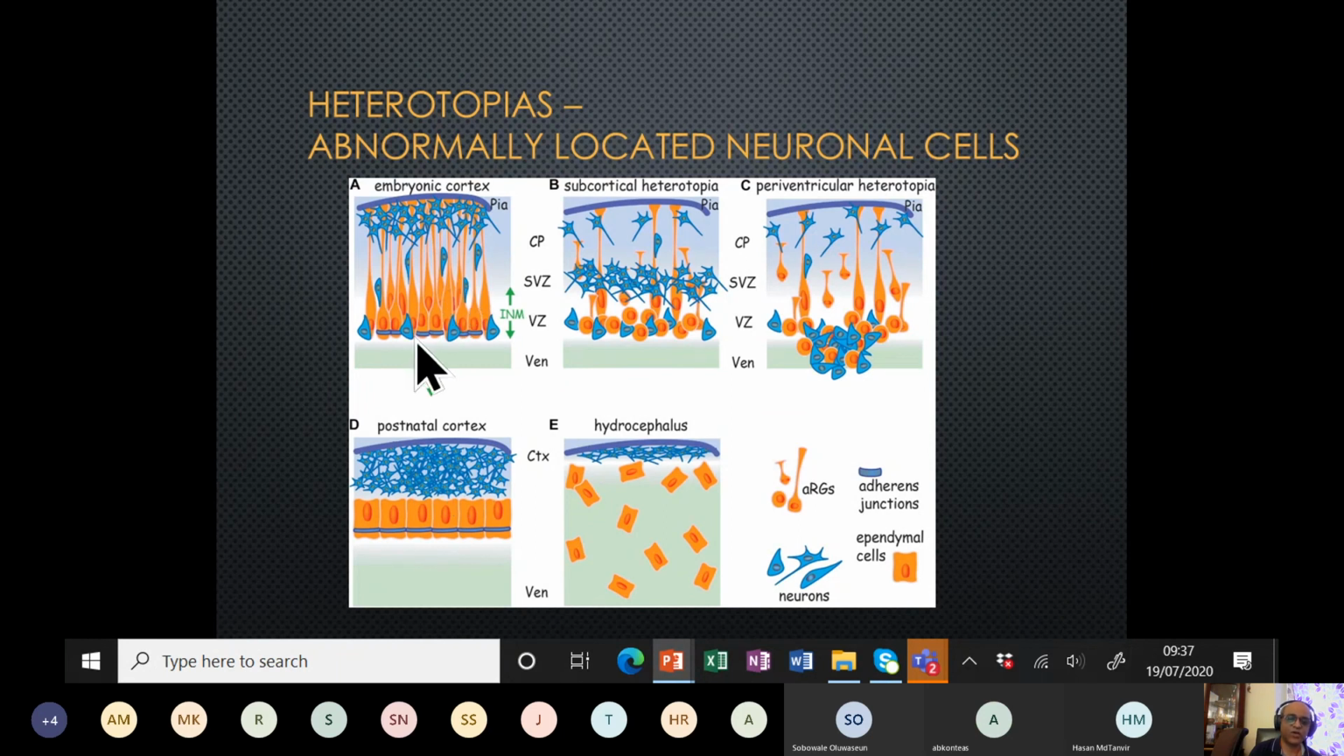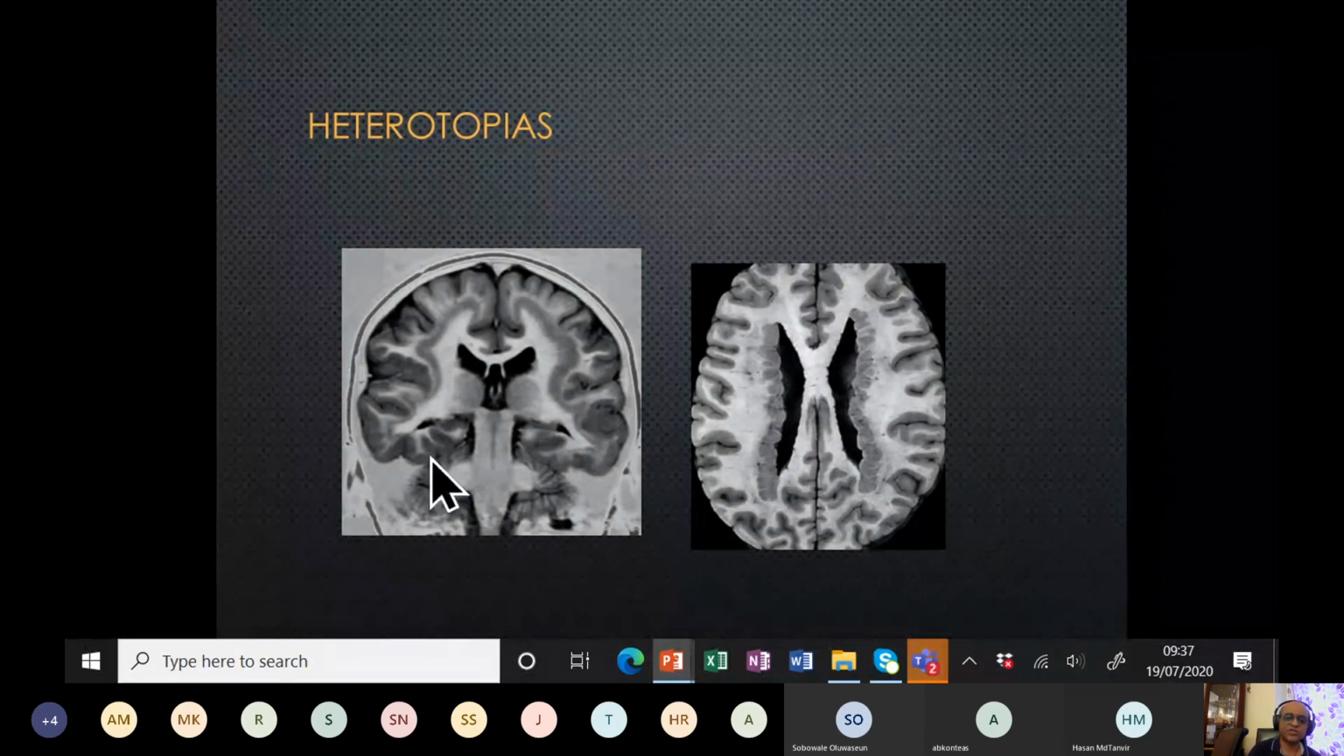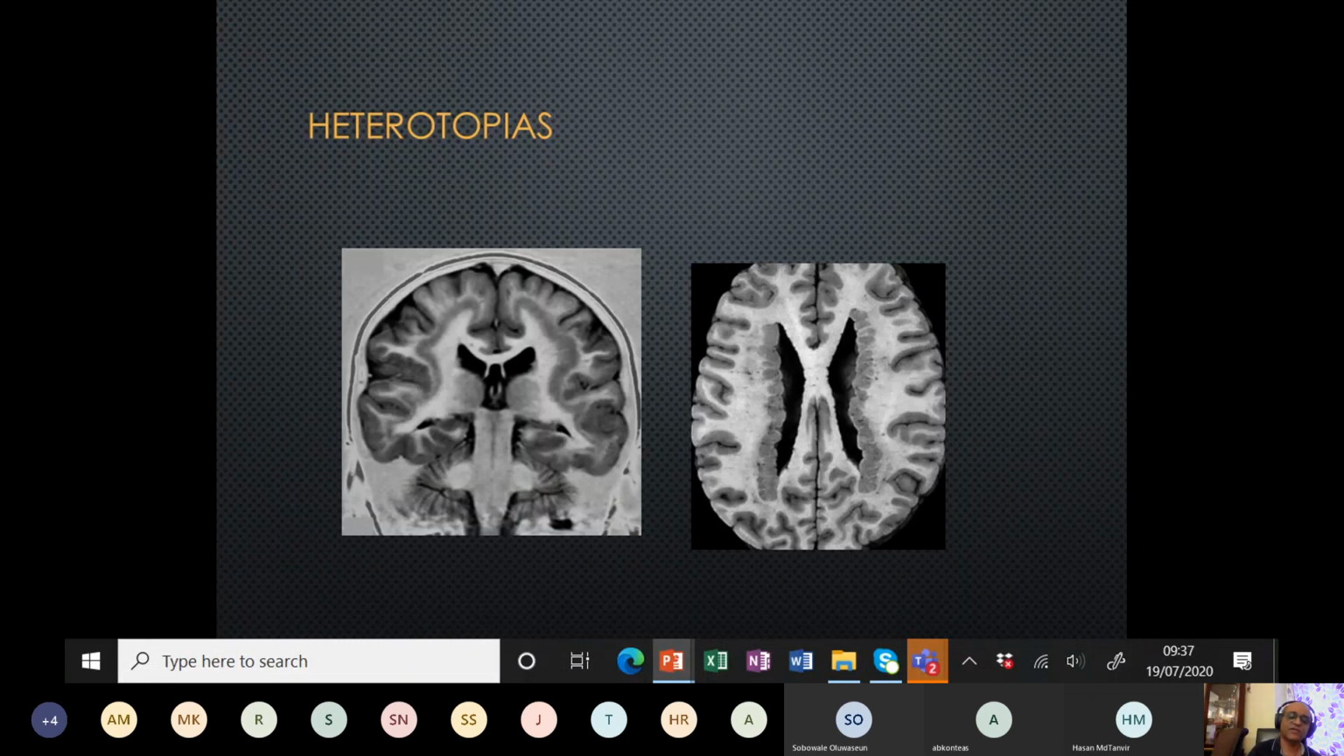And of course, if there are any problems along this pathway, the neurons may not be able to reach the destination. We call this heterotopia, which is basically an abnormality in the location of the neuronal cells, and they can get arrested along the ventricles. You can get ventricular or periventricular heterotopia, or they can get arrested halfway through, called subcortical heterotopias. Just to show you examples of that, you'll see some of these patients presenting with epilepsy or developmental disorder.